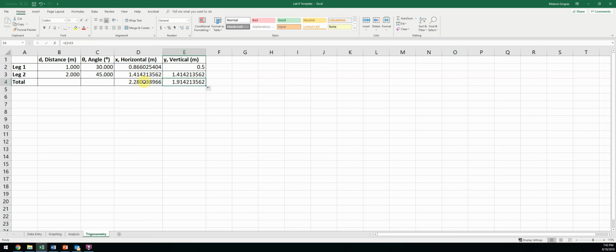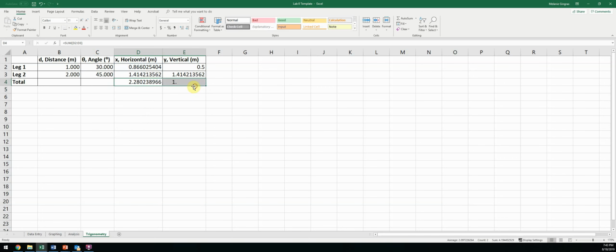Now the other way that you could do this, like I was saying, if we had multiple legs, it would make way more sense to do it this way, is you can use the sum command. So you hit equals, you type in the word sum, you open the parenthesis, and then you highlight all the values that you want to sum up. That's just the 2 values there. We get the same answer.